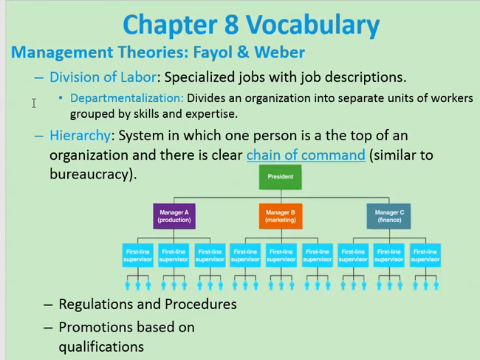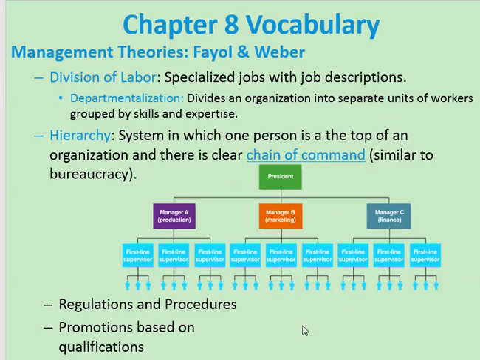Instead of having one person build a car from start to finish, maybe that one person is now in charge of installing just the engine, and somebody else is specialized for putting on the wheels, and somebody else for the chassis, and so on. They also wanted departmentalization, which takes division of labor a little further. That's dividing the organization into separate units of workers grouped by their skills or expertise. If you look at this chart, you might have a production department, a marketing department, and a finance department.